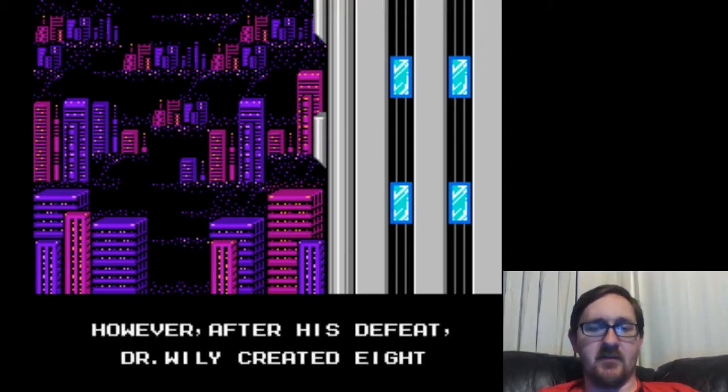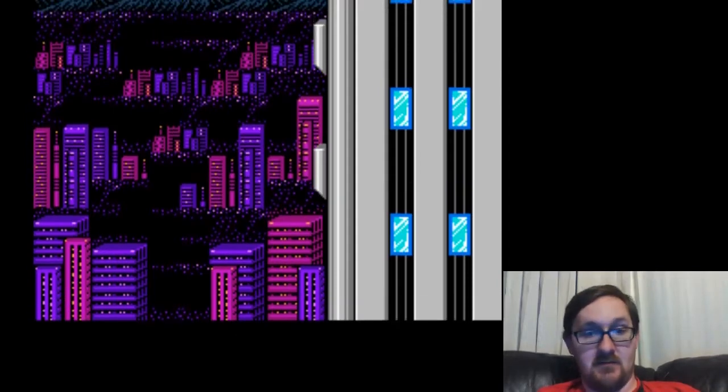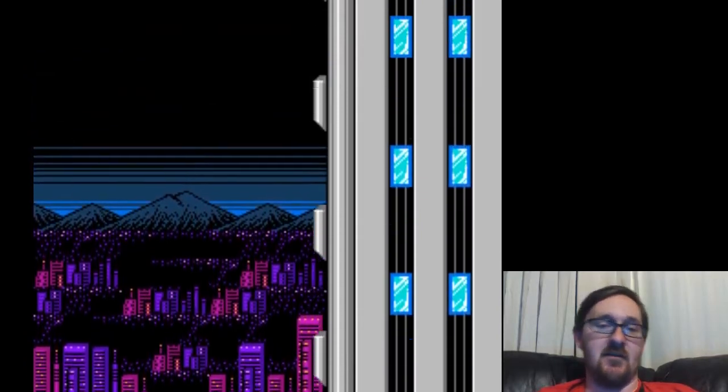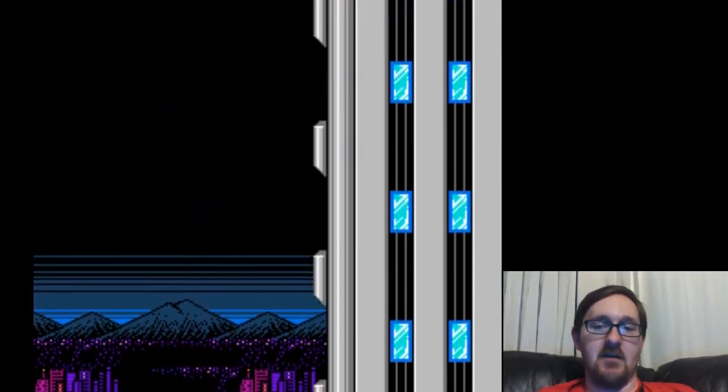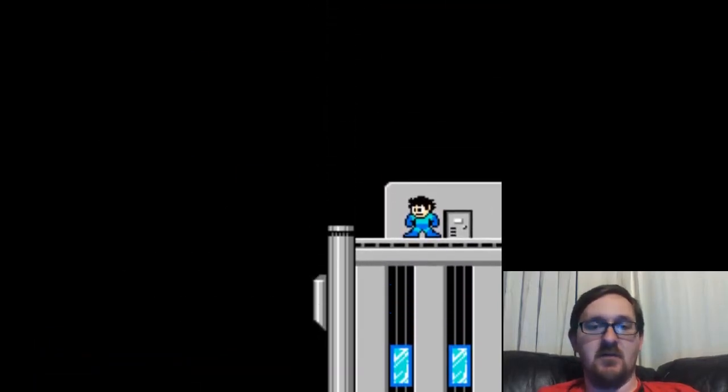But here they go. They give us our problem and our exposition. After he was defeated, he created more robots to try to fight Mega Man, and now Mega Man is called on to have to defend the world again and take out these evil robot masters created by Dr. Wily. And it's all very cool. And the music comes in.